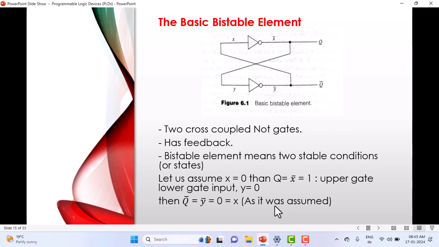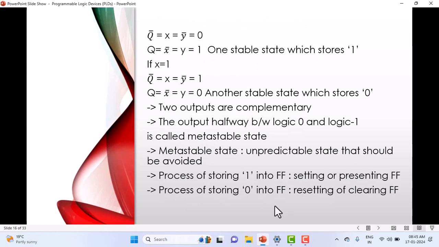From this, every time we can't go for basic gates and implement it. Other operations are shown here. Please go through that. What happens when Q bar is equal to, say, 0? This is just the equations we arrived at. Q bar is equal to x, which is equal to y bar, which is equal to 0, and Q is equal to x bar, which is equal to y. This is called one stable state. This condition Q is equal to 1 is called a stable state.